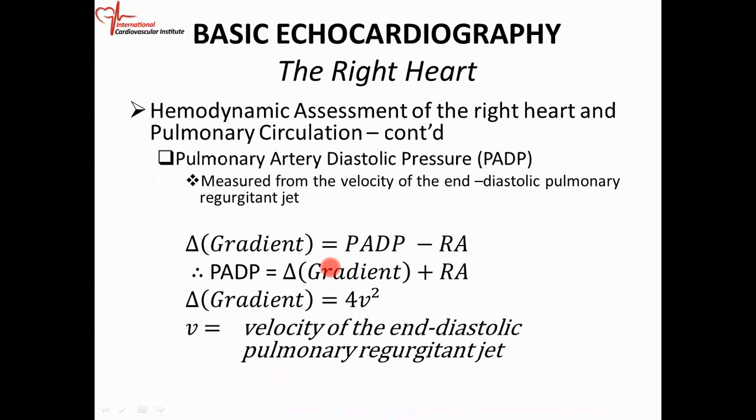Okay, so for pulmonary artery diastolic pressure, you need PI, pulmonic insufficiency. Remember, we're using the same hemodynamic principle. What is PI? What is pulmonic insufficiency? It is blood flowing from the main pulmonary trunk across the pulmonic valve into the right ventricular flow tract in diastole.